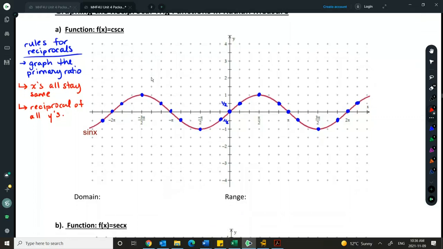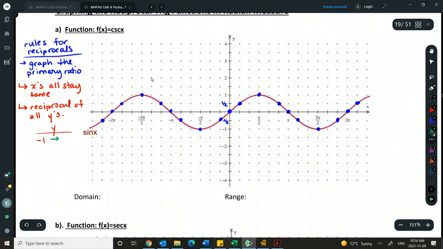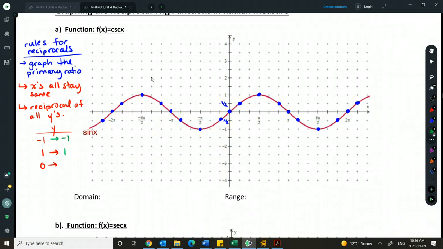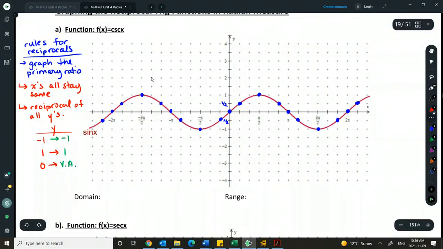And what's going to happen here is if I have, for instance, a y that is negative 1, what's the reciprocal of that? Negative 1. Okay, what's the reciprocal of 1? 1. What's the reciprocal of 0? Undefined. Because if we move 0 into a denominator, that's going to become a vertical asymptote. It will be undefined. How about a half? 2. So halves become 2s. And what about a negative half?